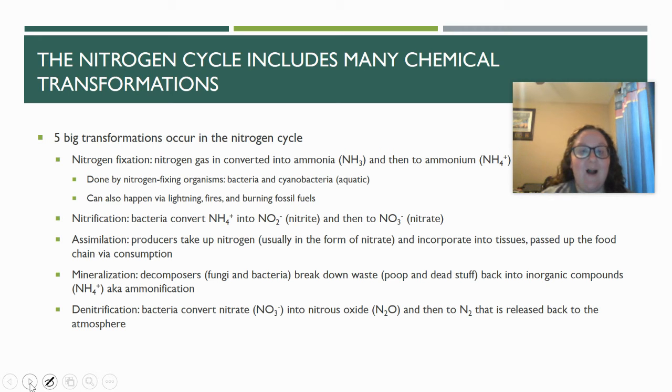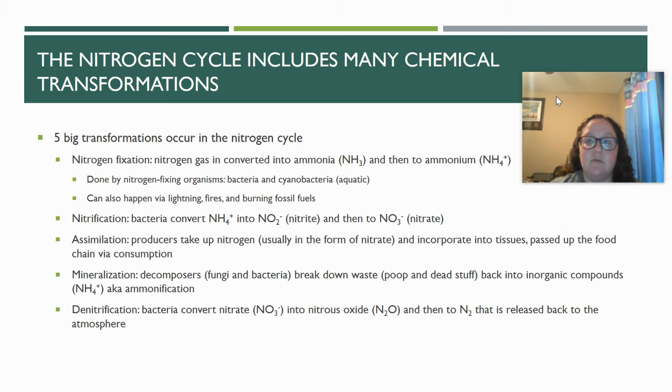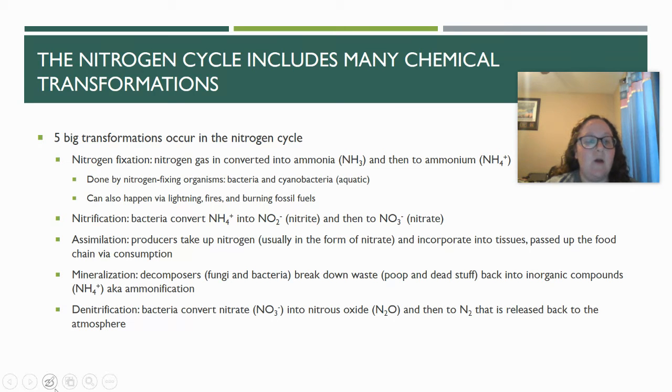So there are 5 big transformations that will occur during the nitrogen cycle. The first is nitrogen fixation, where nitrogen gas is converted into ammonia and then to ammonium. This will be done by nitrogen fixing organisms like bacteria in the soil or cyanobacteria in an aquatic ecosystem. This can also happen from lightning, fires, and burning fossil fuels.